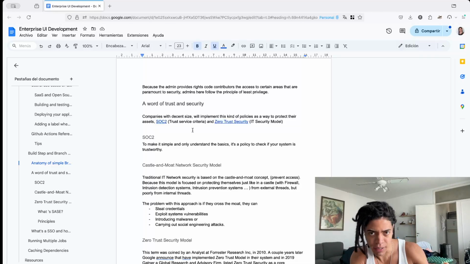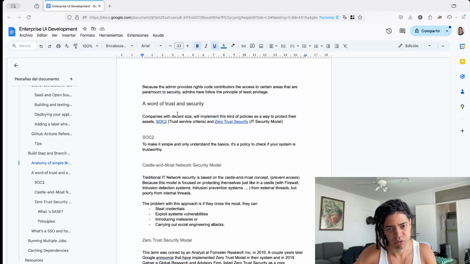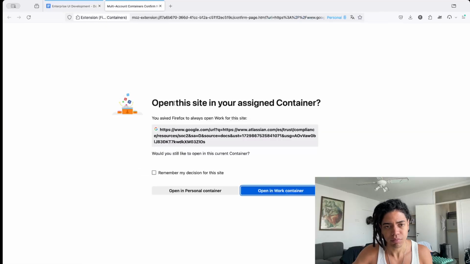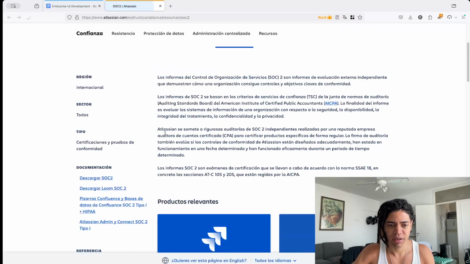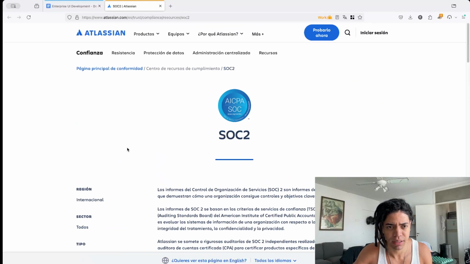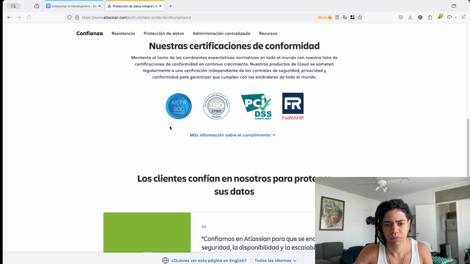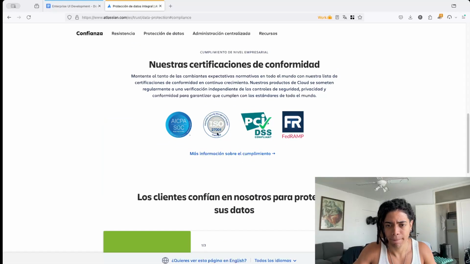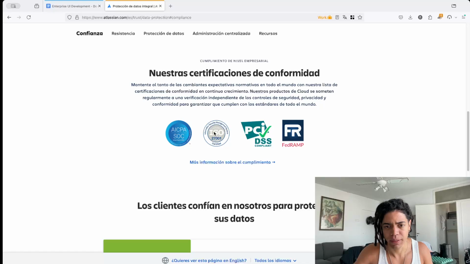So first is compliance. That is conducted by SOC, right, which is a trust service criteria, and then you have the zero trust security model. So yep, SOC is this. Let me see if they actually tell you something like that. Compliance. Also, information security management, which is part of this international standard. Okay. Interesting. The ISO.